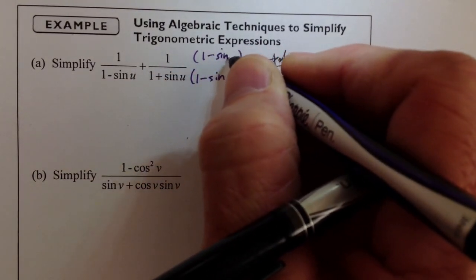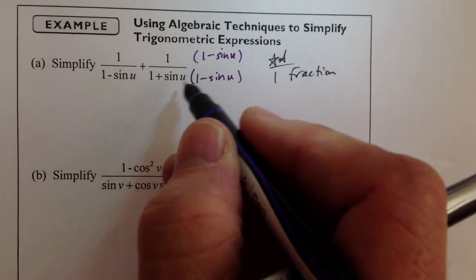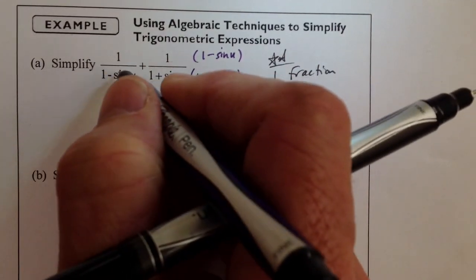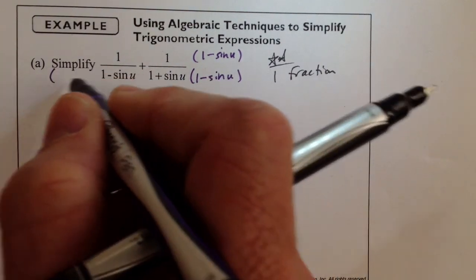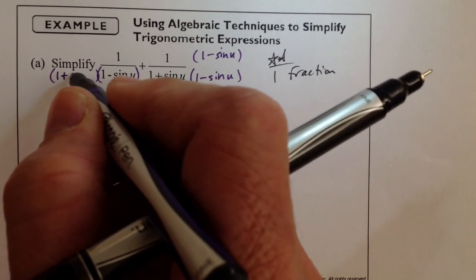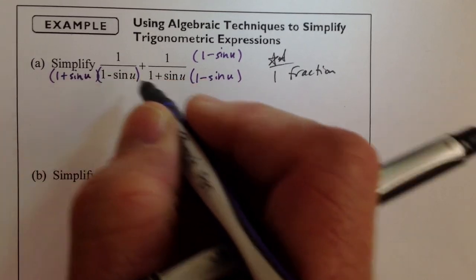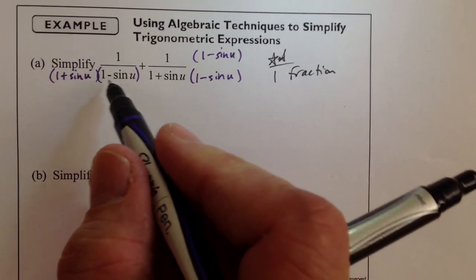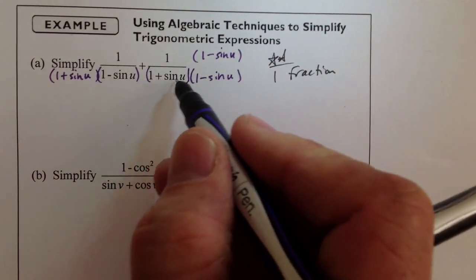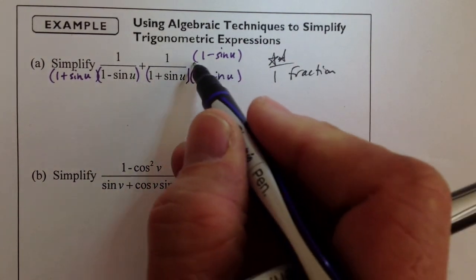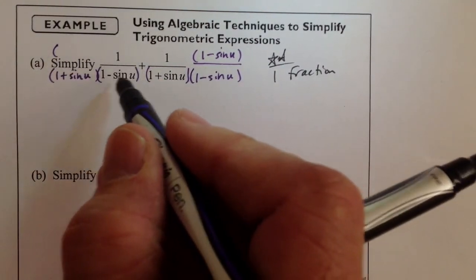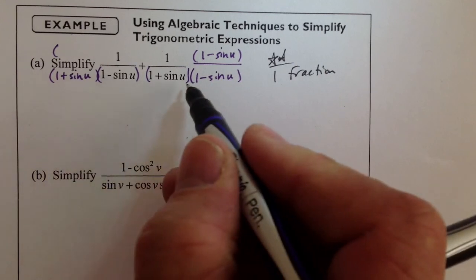So we're going to multiply top and bottom of the second fraction by 1 minus sine of u, and let's see if I can squeeze that into this other one here. And multiplying the top and bottom of the second fraction by 1 plus the sine of u. Because as you can see, hopefully, the lowest common denominator would be 1 plus sine of u times 1 minus sine of u. And because of that, we need to make sure each denominator has both of those factors in them.